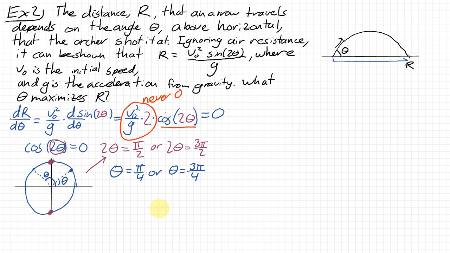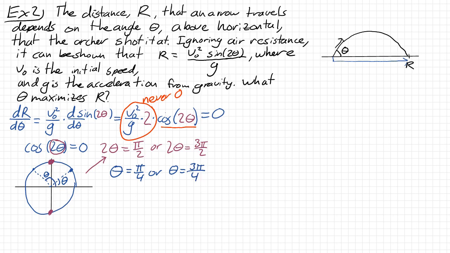If you shoot it at an angle of pi over 4, it will go a distance to the right. If you shoot it at an angle of 3 pi over 4, it'll go a distance to the left. Or maybe if you turn around and do it the other way, then the angles will be different. So I guess it depends on which direction you want to go and which direction you're looking at the archer from. But either way, these are the ones that maximize it.